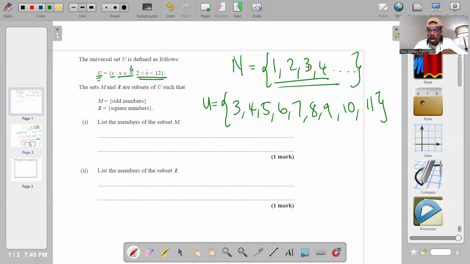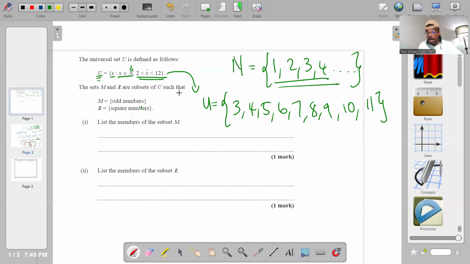Right? And are all of these a part of the natural bucket? Yes, they're all counting numbers. So that's the two conditions that you must do in order to figure out your universal set, all right? Then it says, list the members of set M now.